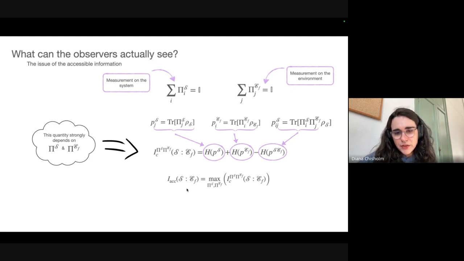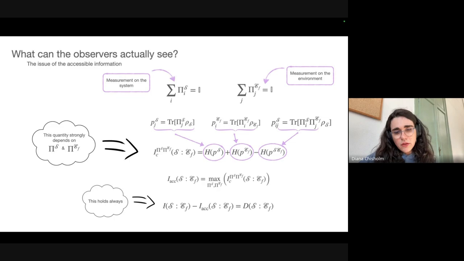So the accessible information is the maximized degree of correlations that you can have between measurements performed on the system and measurements performed on the environmental fraction, and it effectively represents correlations that the observers can see by performing measurements on their local sub-environments. And obviously, one thing that is very well known is that the numerical difference between the quantum mutual information and the accessible information is a quantity called discord. And discord is usually different from zero for many states.